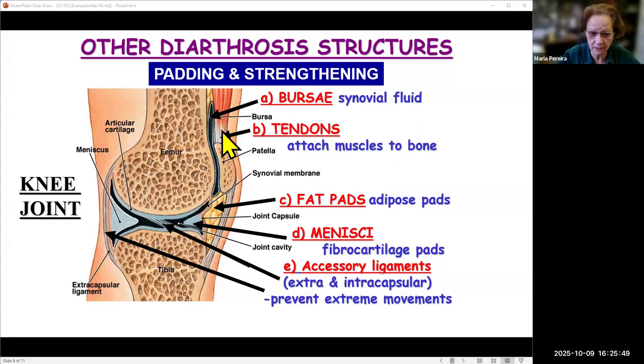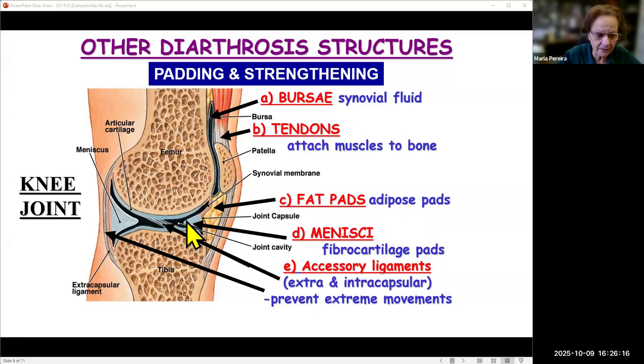And here you see the tendons, that's fine. Then you see the fat pads here. So this provides another cushion. All this is to provide a means for the two bones to move upon each other in a smooth way. The fat pads are made up of adipose cells, adipose tissue.